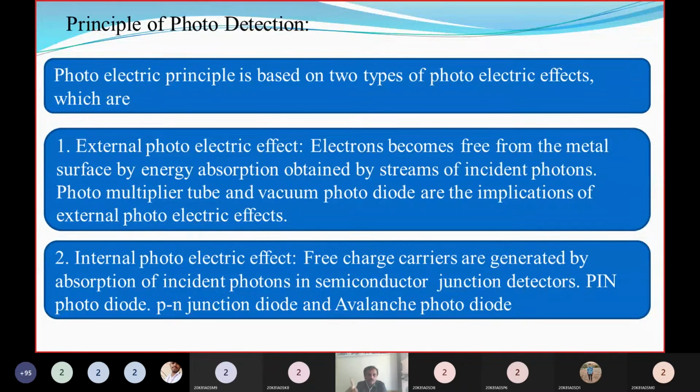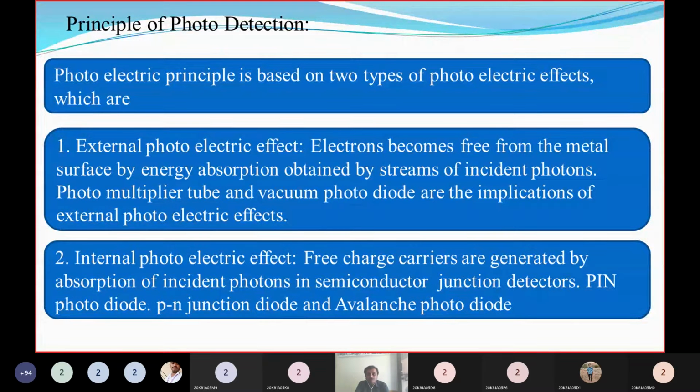So here, what do the two types mean? External photoelectric effect and internal photoelectric effect. We'll discuss these two briefly in this topic. One is the external photoelectric effect and the second one is the internal photoelectric effect. So what is the external photoelectric effect? Electrons become free from the metal surface by energy absorption obtained from a stream of incident photons.